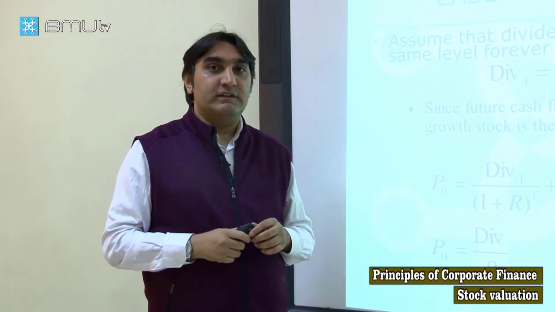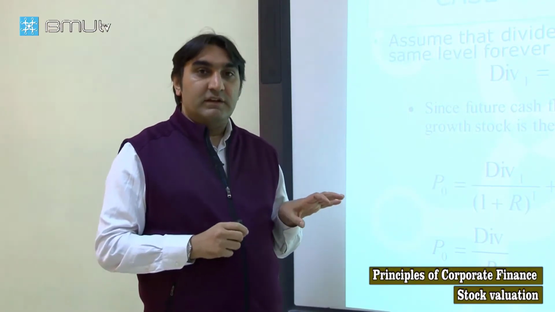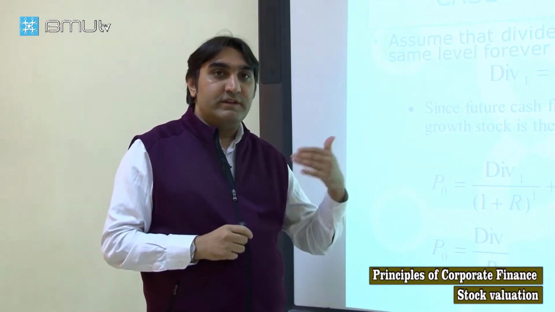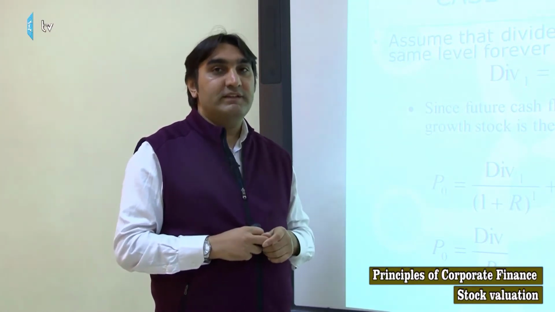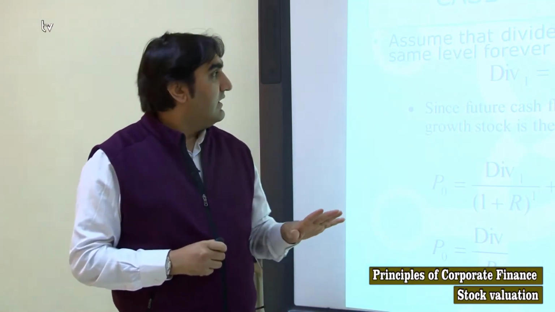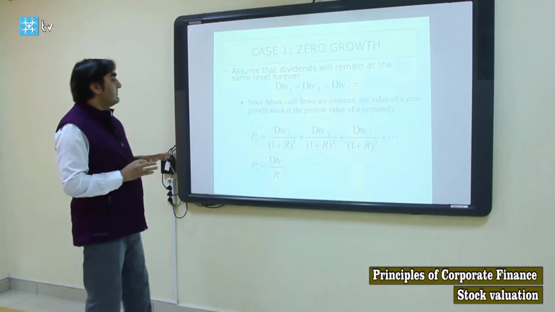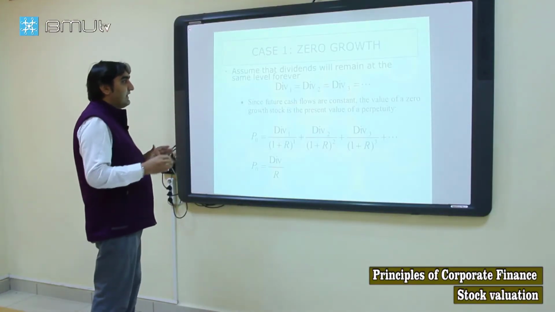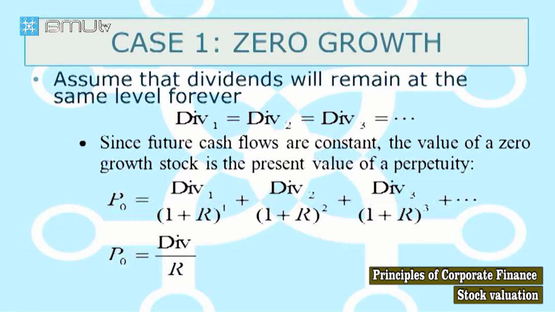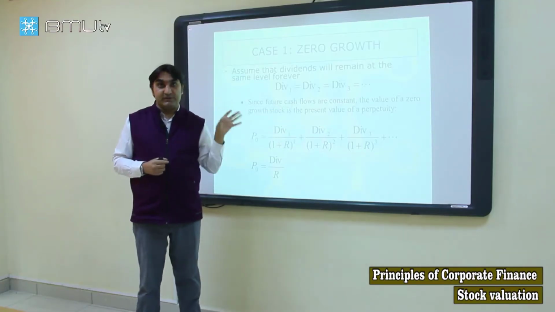These dividends may grow in three scenarios. One is that the dividend is constant. Assume that dividends will remain at the same level forever. That is, the expected dividend in the first period, D1, equals the dividend in the second period, and so on forever. From our time value of money, we know that this is a perpetuity. If we have constant payments that go forever, this is a perpetuity.